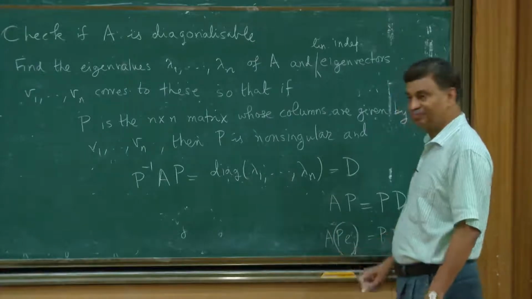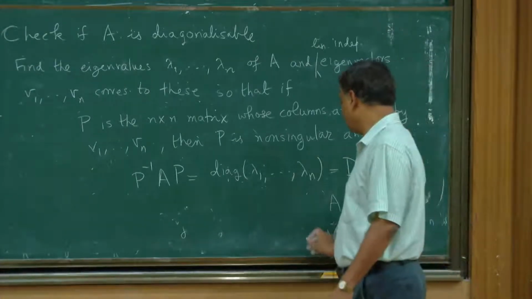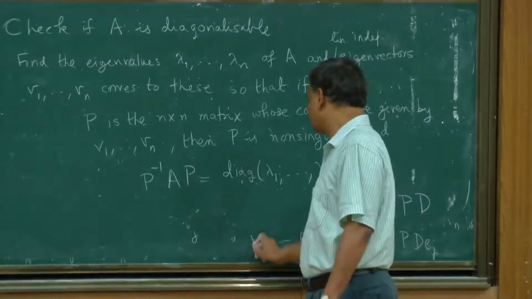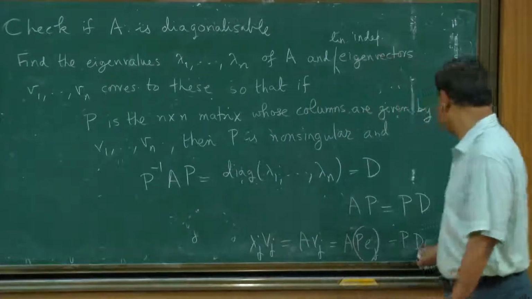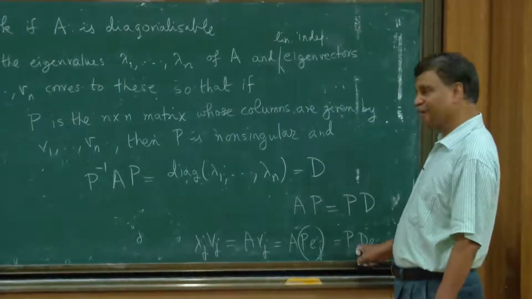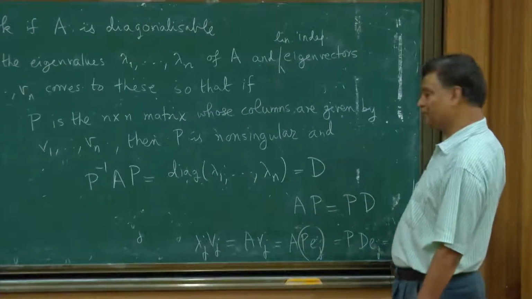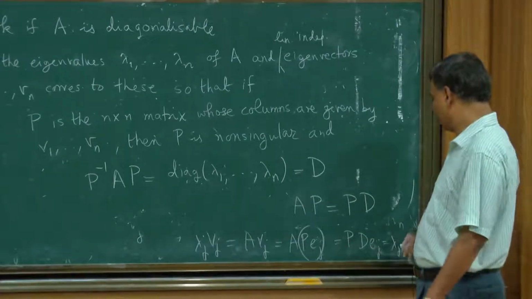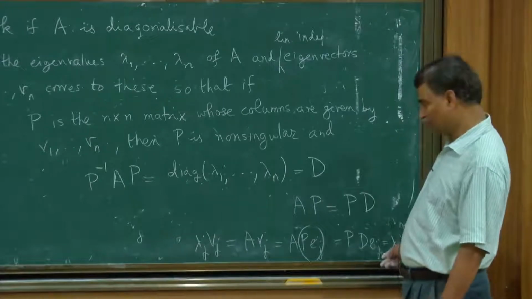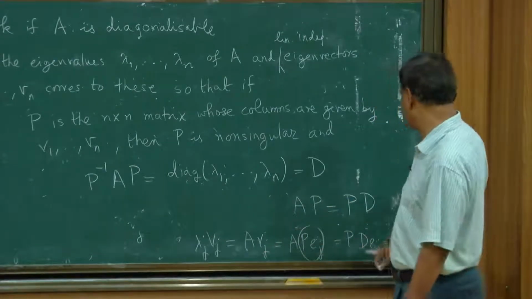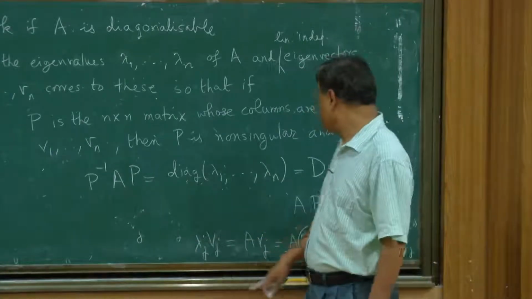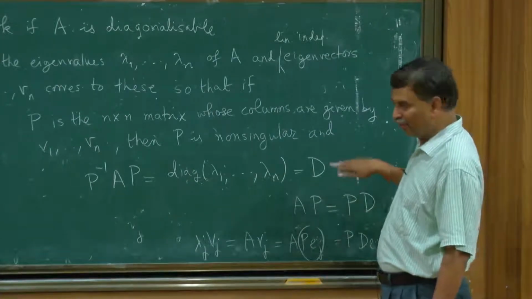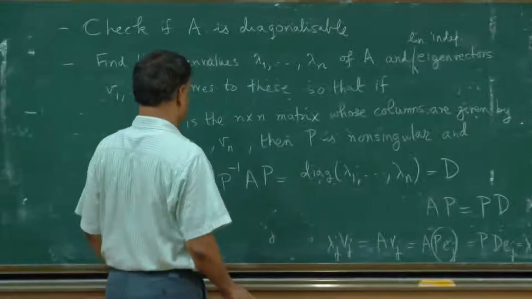But this is the jth column. What is the jth column? That's AVj. But Vj was an eigenvector corresponding to lambda j. So that's lambda j Vj. On the other hand, what is this DEj? Well, that's lambda j Ej. And lambda j is a scalar, so that will be lambda j PEj. PEj is the jth column of P, so that's Vj. So as you can see, this is also lambda j Vj, and so is this. So therefore AP equals PD. In other words, P inverse AP is equal to D. Okay, very good.